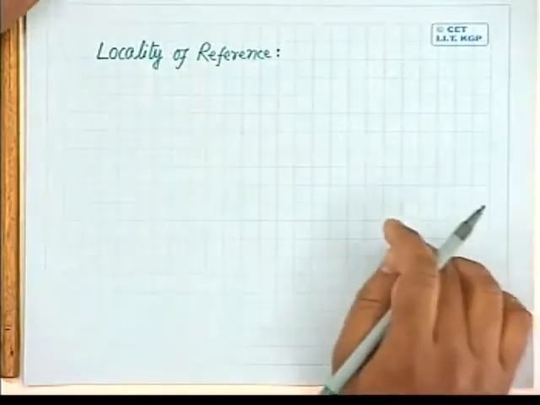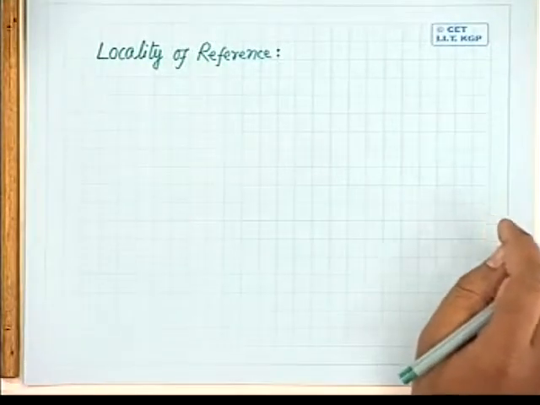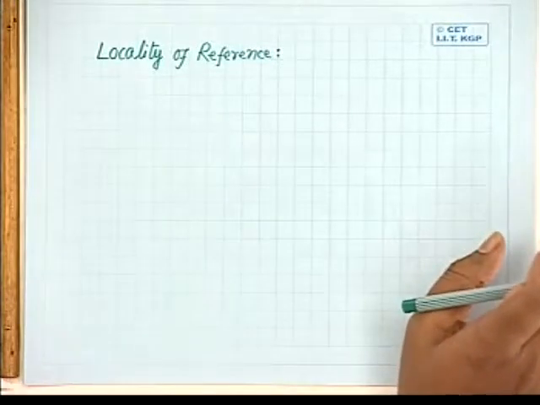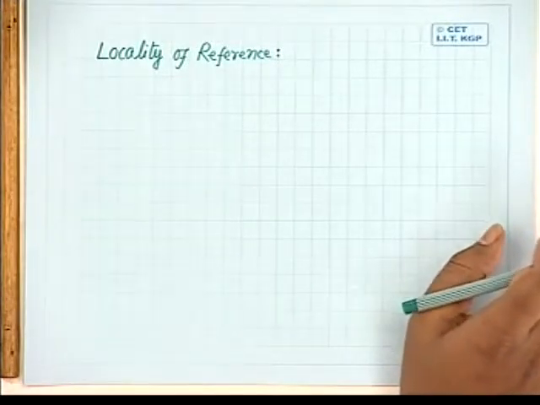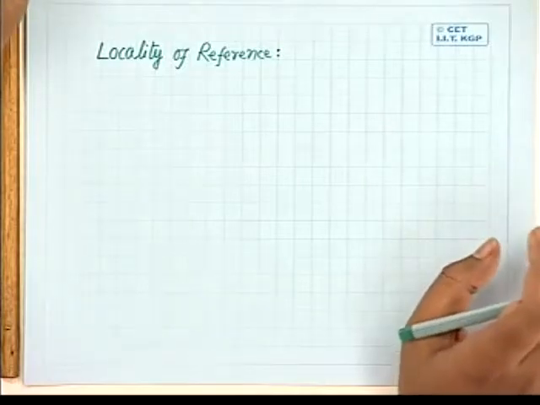And this is the property which is exhibited by most of the user programs. The locality of reference says that once some instruction or some data is accessed, the probability that the data or instruction from the same page will be accessed is very high.